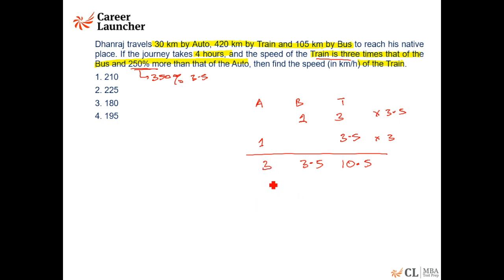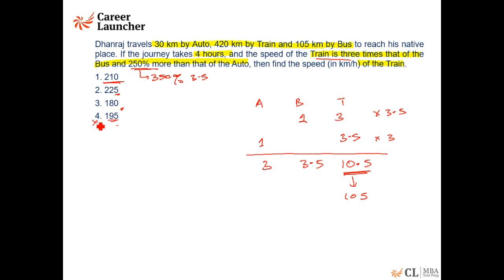Okay. Now what does this mean? This means the speed of the train should be a multiple of 10.5 or 105. This should be the answer. The others are not a multiple of 10.5. In fact, you could even say the speed of train should be a multiple of 3. The others are not.